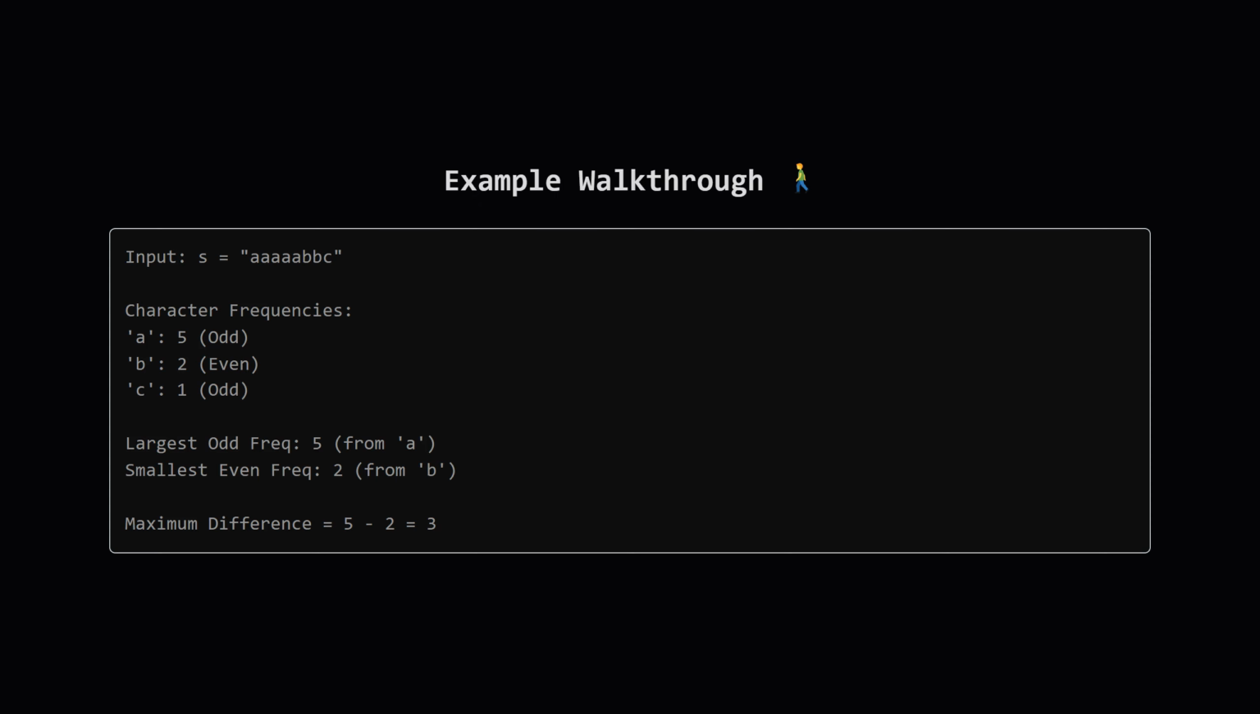Now we need to pick one character with an odd frequency and one with an even one to make the difference as big as possible. To get a big result from a subtraction, you want to start with a large number and subtract a small number, right? So we look for the largest odd frequency we have. That's 5 from the character A. Then, we look for the smallest even frequency. That's 2 from the character B. The maximum difference is simply 5 minus 2, which gives us 3.